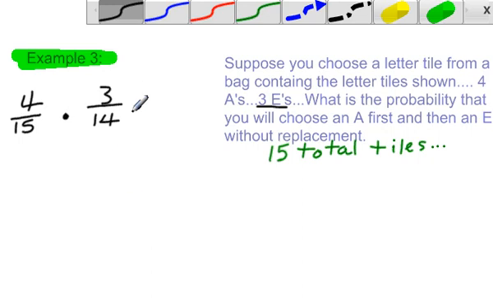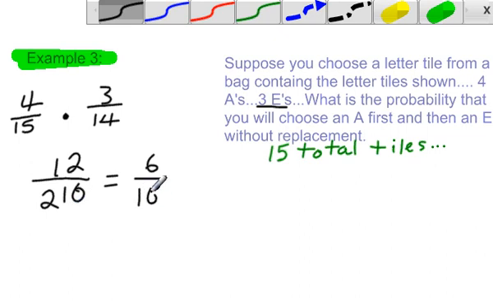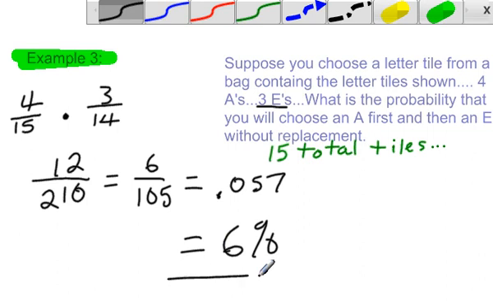And just like we did before, we multiply probabilities to find. So 4 times 3 is 12 over 210. All right, let's reduce this thing on down. 2 will go in there 6 times. 2 will go in there 105 times. So that would be our ratio. That equals 0.057, which is pretty close to 6%. So not very good probability of that happening.